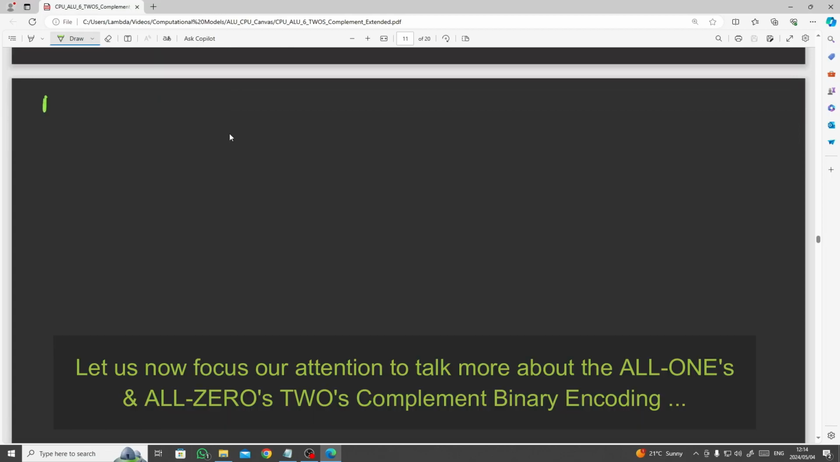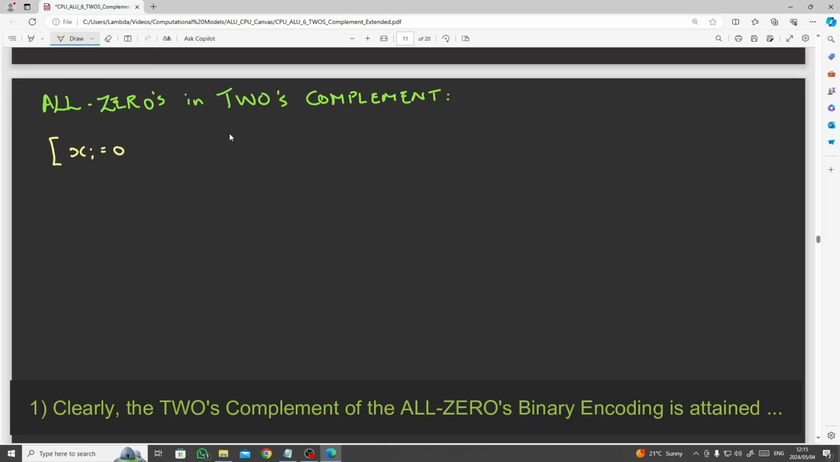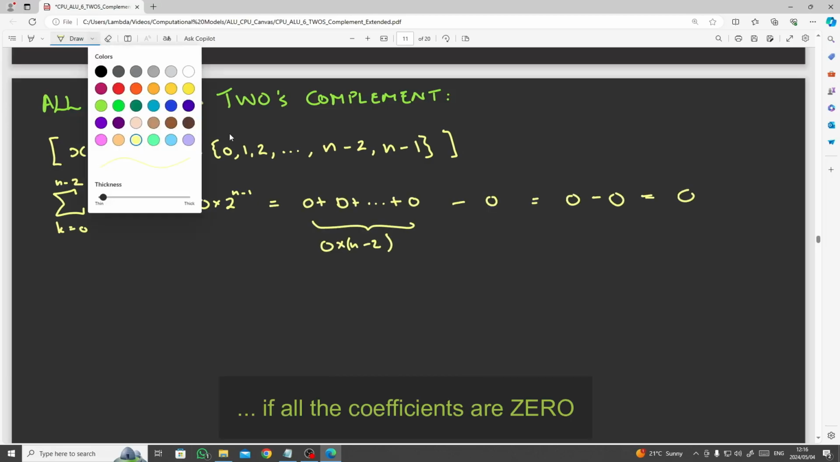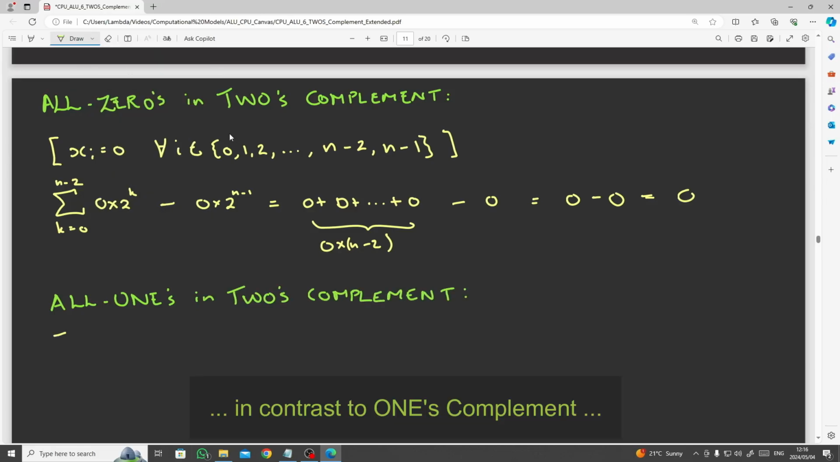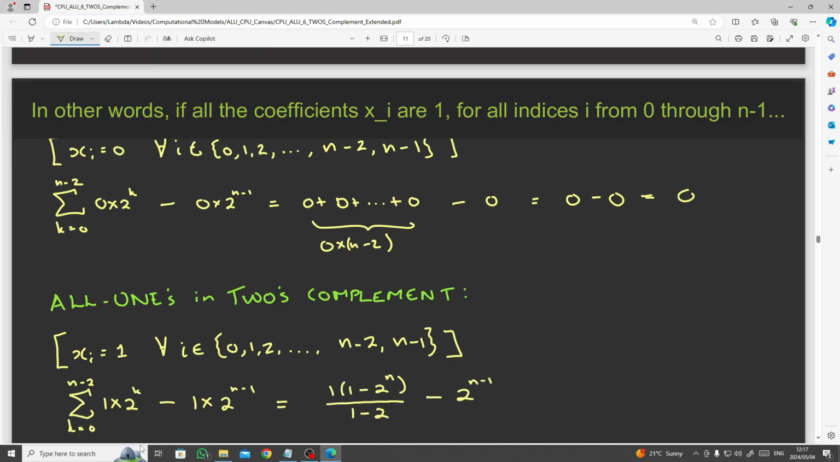Let us now focus our attention to talk more about the all ones and all zeros 2's complement binary encoding. Clearly, the 2's complement of the all zeros binary encoding is attained if all the coefficients of the power series base 2 are 0. In contrast to 1's complement encoding, the 2's complement of the all ones binary number is mapped to negative 1. In other words, if all the coefficients x subscript i are 1 for all indices i ranging from 0 to the last index n minus 1.